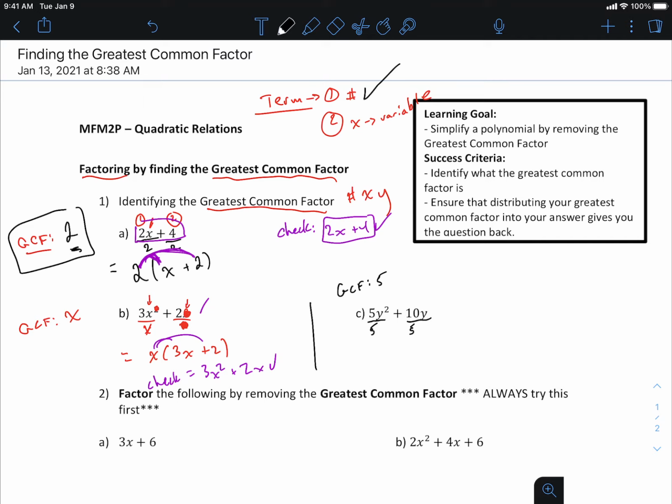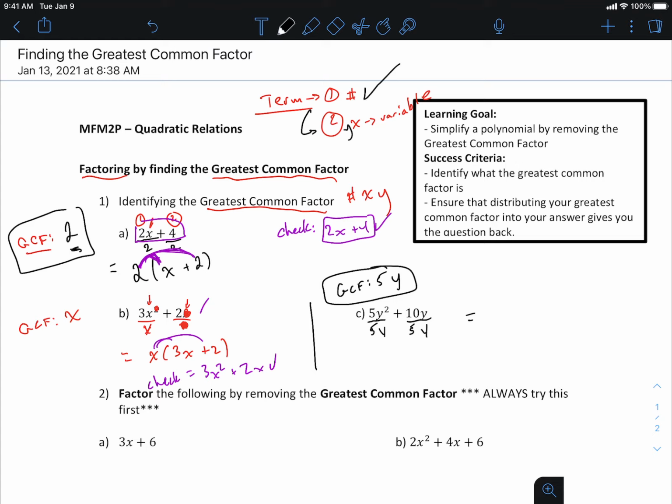Then you turn your attention to the fact that terms also have variables. It doesn't matter what the variable is. It could be a y, it could be an x, right? You're going to look at that and say, okay, is there a y in both of them? At least one. Yeah, there is. So then I can go, okay, we'll divide both of them by y. So your greatest common factor is 5y, because it's the thing that goes into both of them.